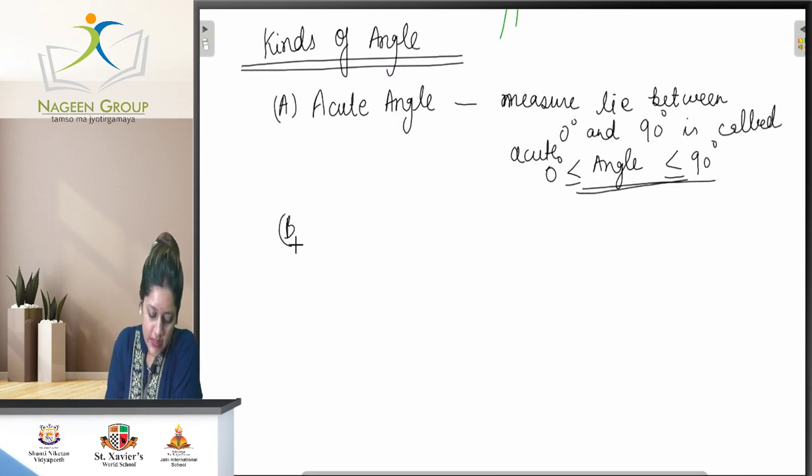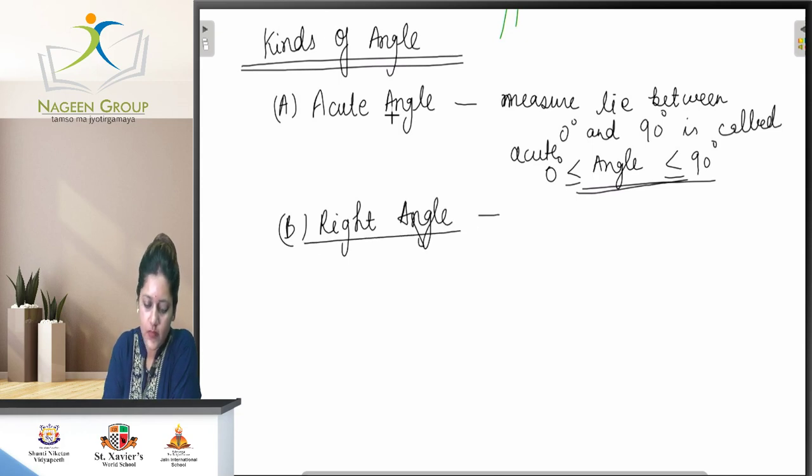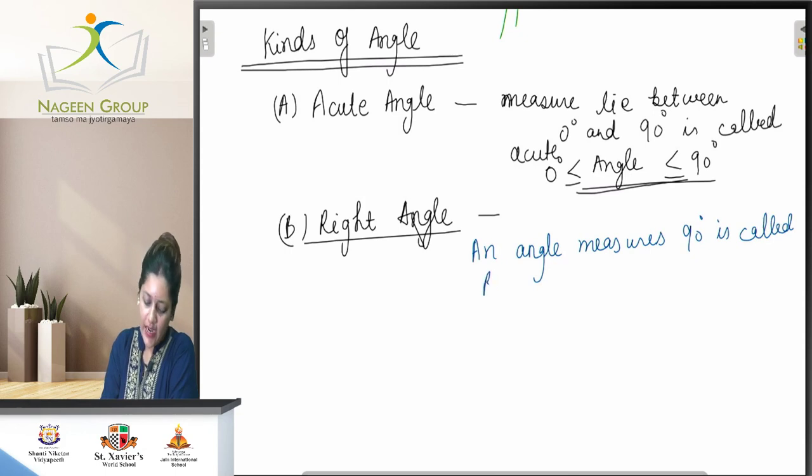Next one is the right angle. An angle that measures 90 degrees is called a right angle.